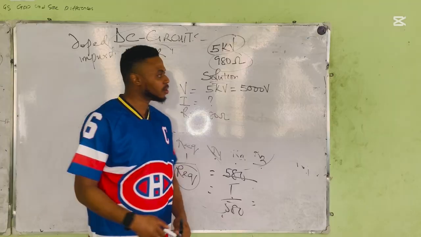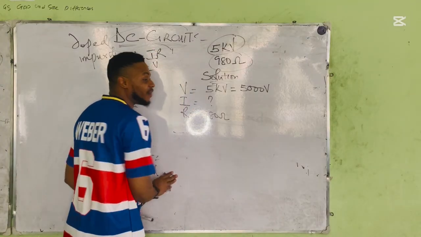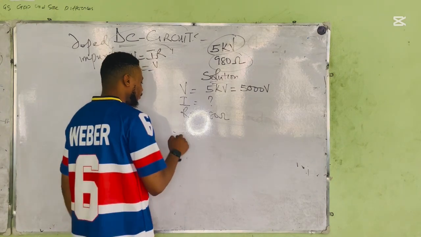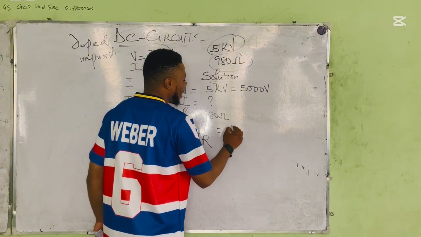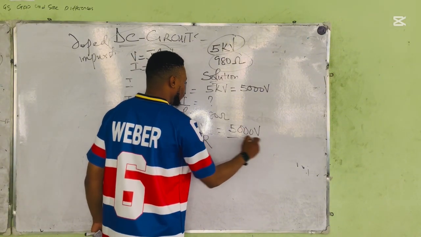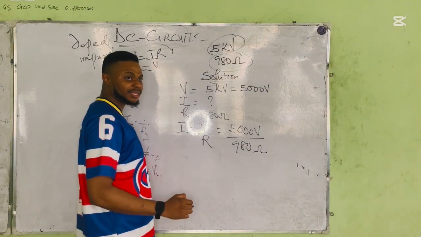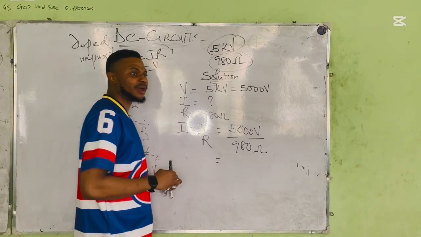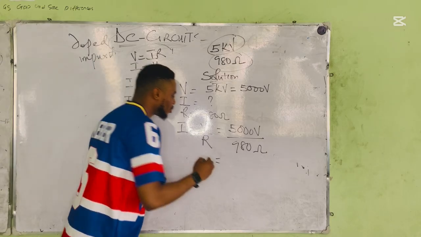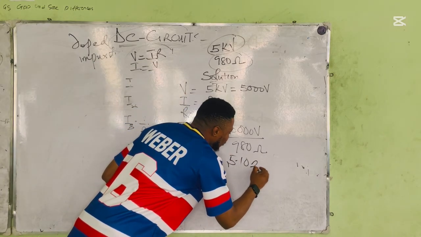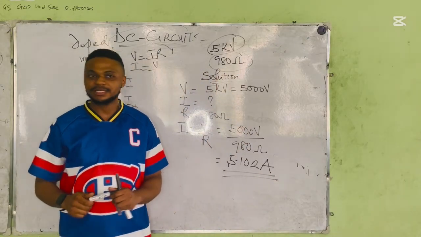So it is kilo. So 5,000 volts is of course the voltage that we have. Ensure you convert to express it in volts. Now we are looking for I. So I will be equal to V over R, which will be 5,000 volts divided by 980 ohms. Are we getting it? So 5,000 divided by 980 will give us what? 5 point what? So we have 5.102 amps. Capital letter A. That is our answer. Straight up.